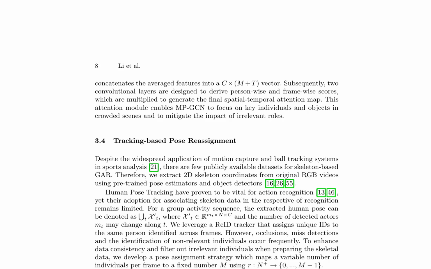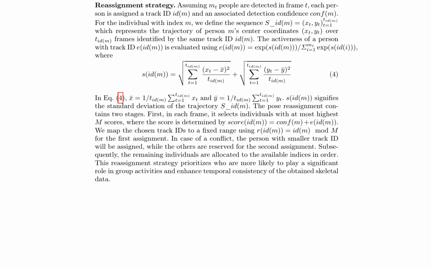The paper also discusses a tracking-based pose reassignment strategy to enhance data consistency and filter out irrelevant individuals when preparing skeletal data. This strategy maps a variable number of individuals per frame to a fixed number using a tracker and evaluates the activeness of each person based on their trajectory. The pose reassignment prioritizes individuals who are more likely to play a significant role in group activities and enhances temporal consistency of the obtained skeletal data.